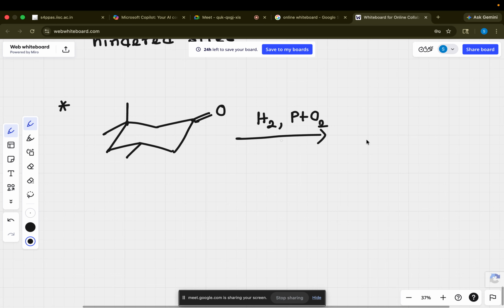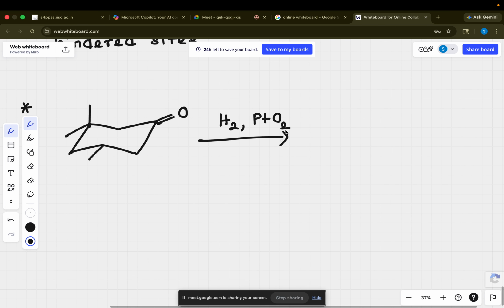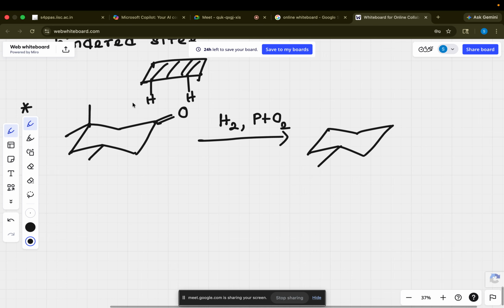Equatorial. Why? Why not axial? 1,3 diaxial interaction, right? Same thing. Suppose you have a metal surface here, and here you have hydrogen. If the hydrogens are approaching from this side, you already have methyl here, right? So they will do repulsion, 1,3 diaxial interaction.